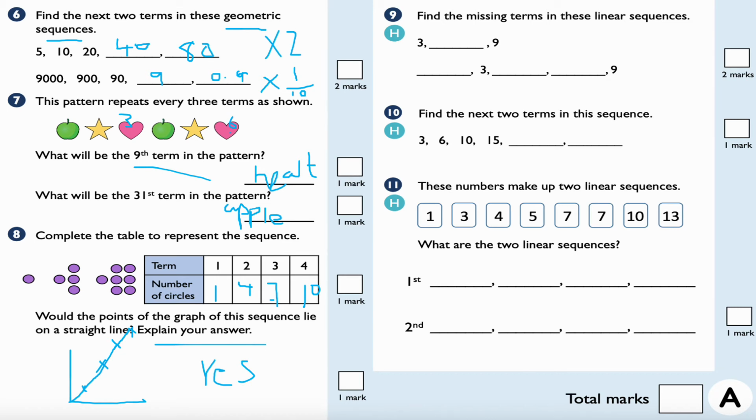This is question number 9, guys. Find the missing terms in this sequence. 3 something 9. Well, there's going to be 6 there, so I'm going to be adding 3 each time. Okay.